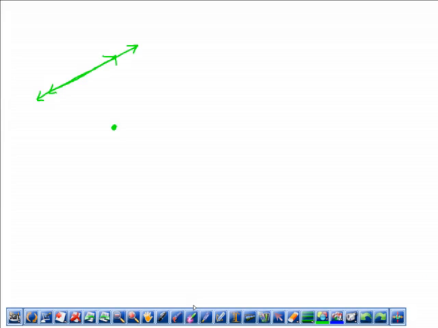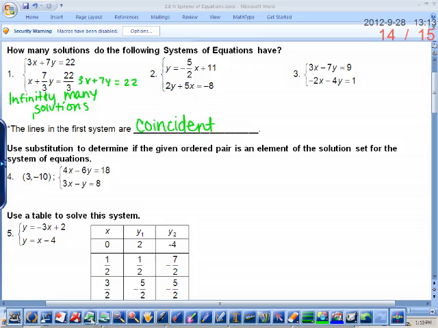Okay, let's look at the next one. What do you think about that one? Number 2. What are we going to do? They might be parallel. How can we check? Well, this one's already in y equals, so could I go ahead and get this one in y equals? Subtract 5x, so I would get 2y equals negative 5x minus 8. Then what?